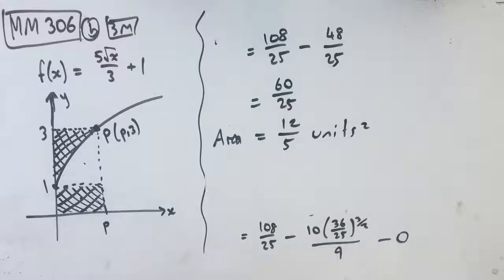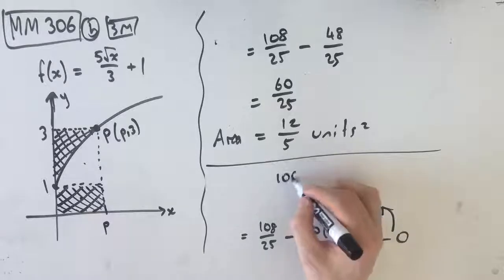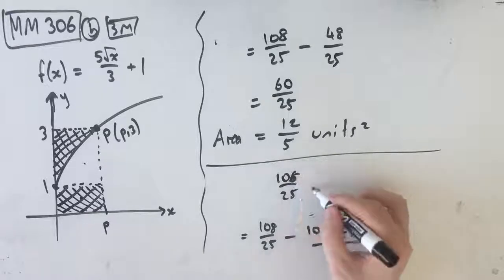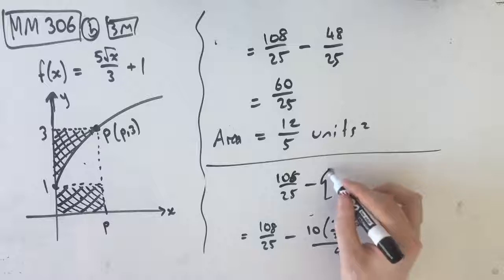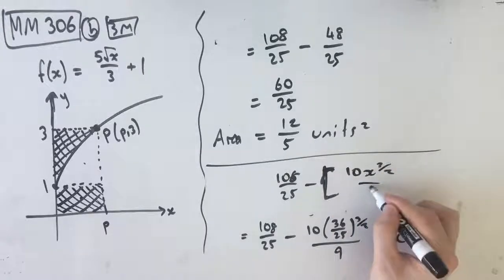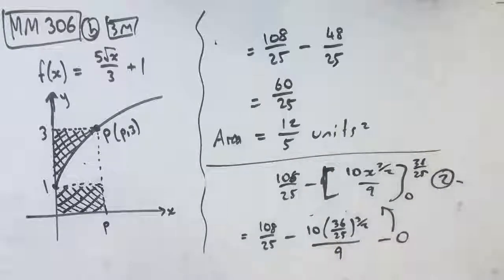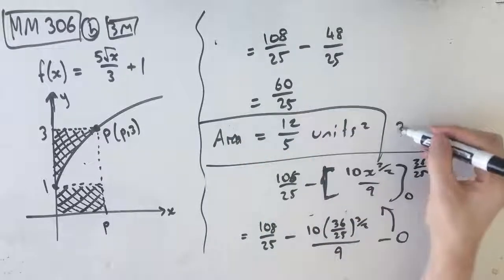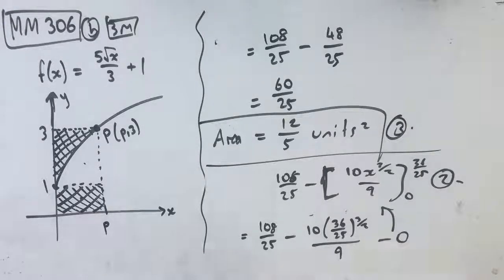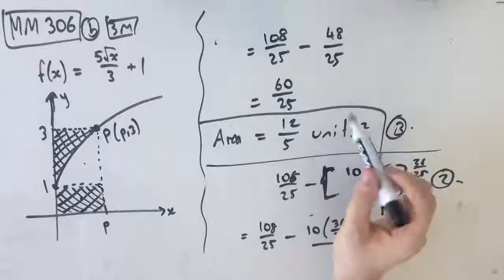Awesome. So, by the way, apologies, your second mark would actually come the step before this. Sorry, I forgot to write it down. So the step 108 on 25 minus, what was that? 10x to the power of 3 on 2 over 9, with 36 on 25 and 0. That would be your second mark there. And your third mark would be your final answer, 12 on 5 units squared. Please don't forget your units squared because we are talking about area. So we need to include that.